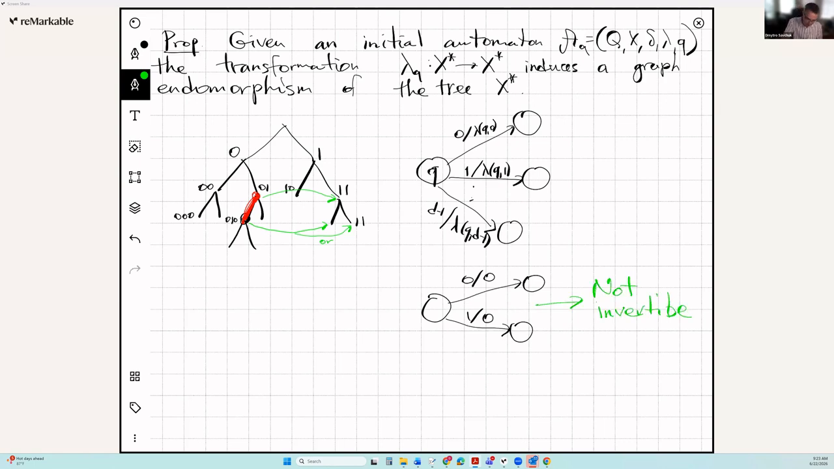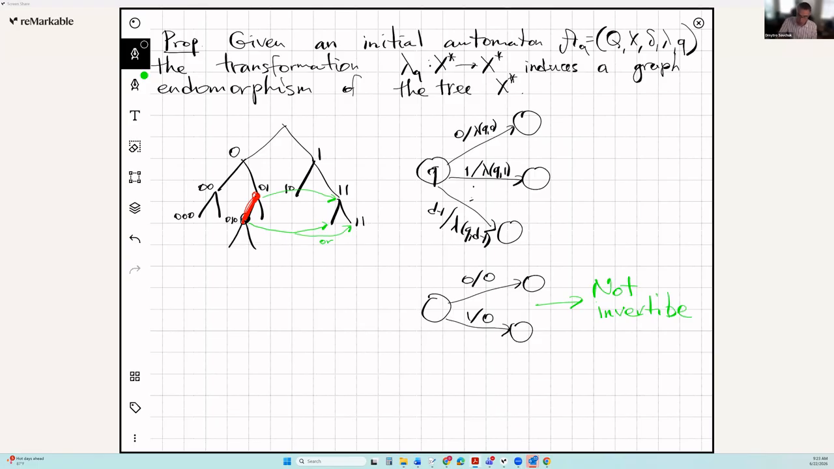Yeah, it was supposed to be red, but I think it's fine if it's green. So it's not invertible because if you want to invert, you will want to flip these arrows, these labels, and you will transform back 0 to the input letter 0. But here you don't know where to transform it, either to 0 or to 1, right? So this is not invertible.